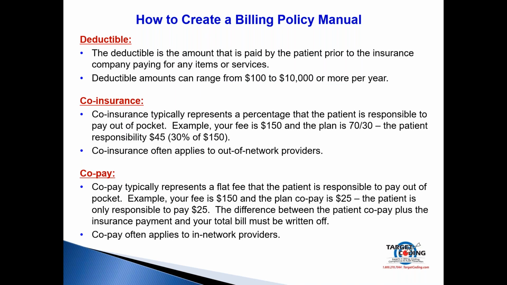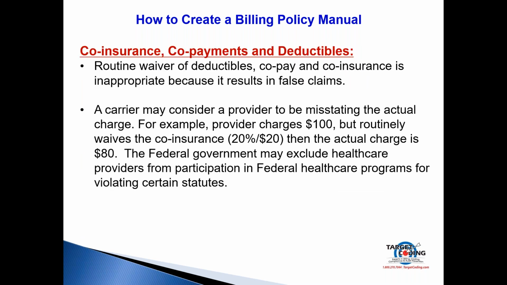A deductible is the amount paid by the patient prior to the insurance kicking in. Coinsurance is a percentage that typically applies to out-of-network providers. A copay is usually a flat fee, and that applies to in-network providers. Routine waiver of copays and coinsurance is inappropriate. The key word is routine. So that means if you don't do it routinely, it could be okay.